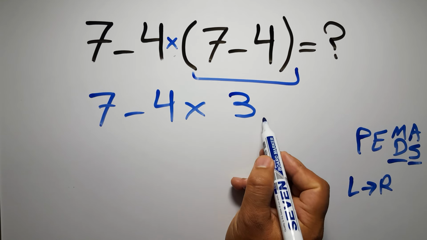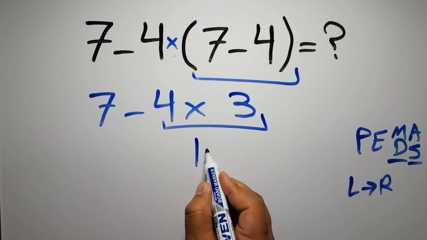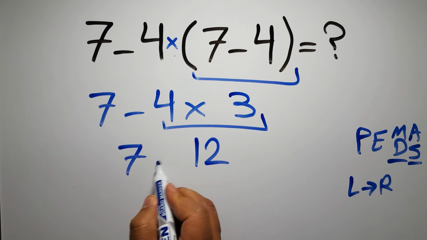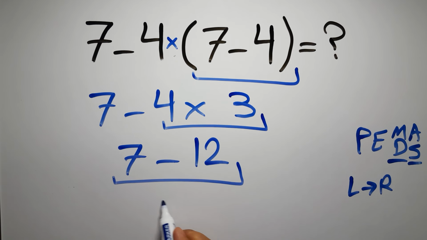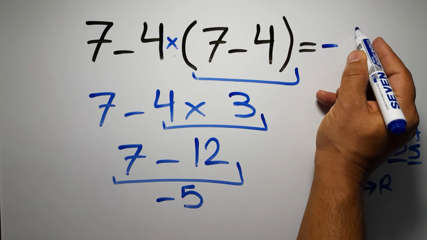4 times 3 equals 12. So 7 minus 12, which equals negative 5. And this is our final answer to this problem. The correct answer is negative 5.